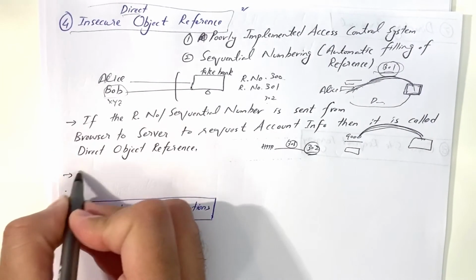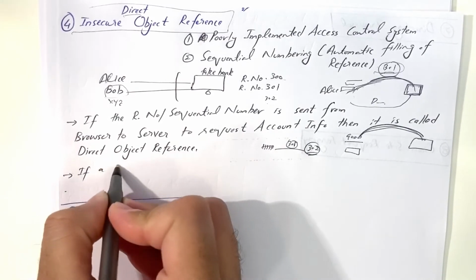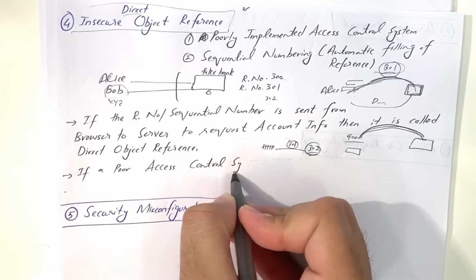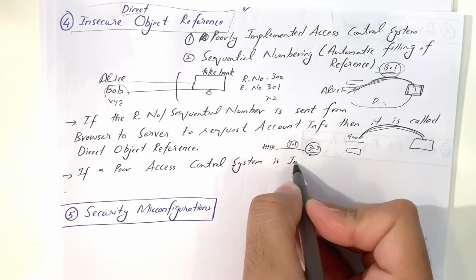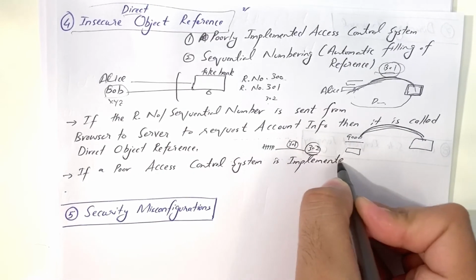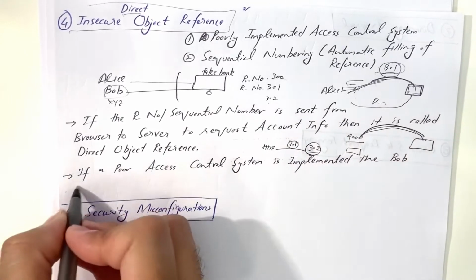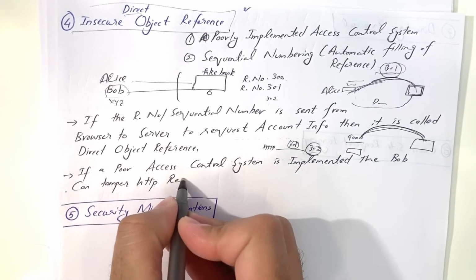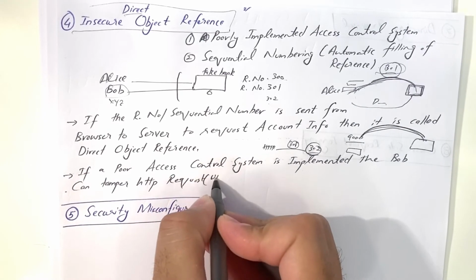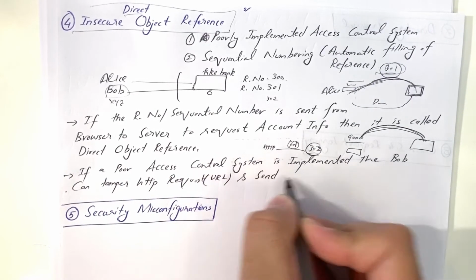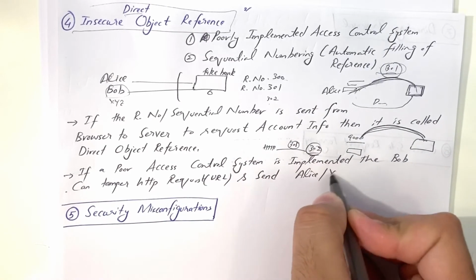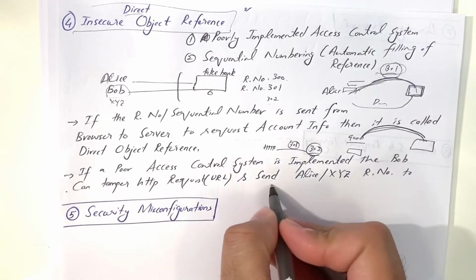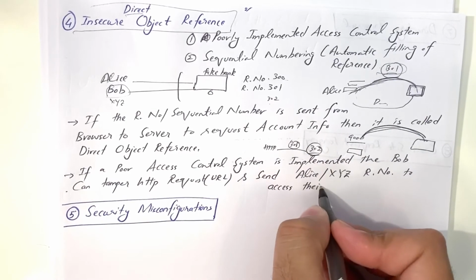So if a poor access control system is implemented, then Bob can tamper with the HTTP request URL and send Alice's or XYZ's sequence number, registration number, to access their account info.